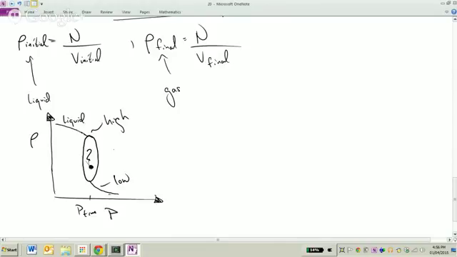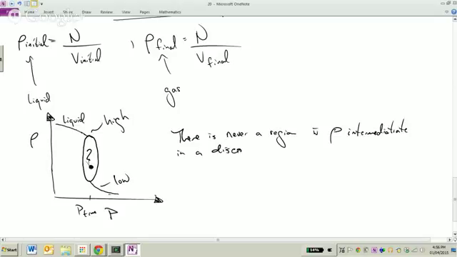But it turns out there is never a region with an intermediate density in a discontinuous transition. So the material is either a liquid or a gas.